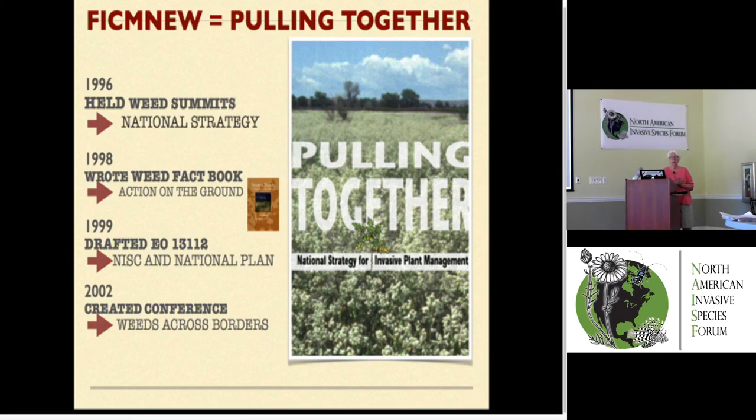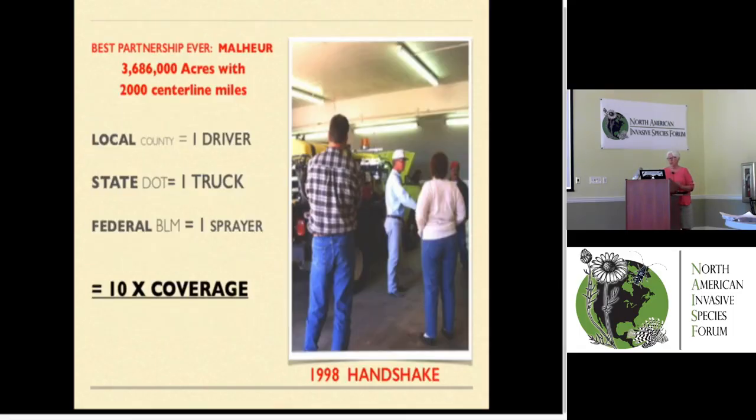In 1999, FICMNEW was invited to the table to write the executive order on invasive plants. There were only 2 other people at the table. One was from the aquatic nuisance species side of things, and one was from the Department of the Interior. So we got to write the executive order that created the National Invasive Species Council. And a disclaimer, by the way, I'm now an advisor to that council. See, you can't escape invasive species issues. You get drawn into it, and there you are. So, as I said, we created it in 2002.